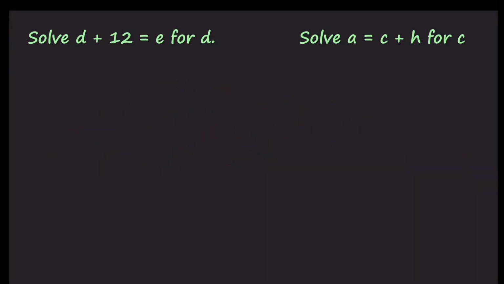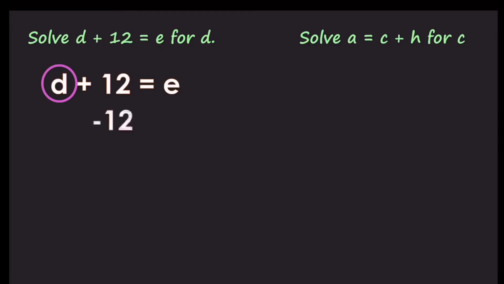Let's see how you did. I like to rewrite it. It's going to help you. So I'm solving for D, meaning I want D to stay put. So what do I need to get rid of? I need to get rid of the 12. How do I get rid of the 12? By inverse operations. So I subtract 12 from both sides. That leaves me with D equals E minus 12.